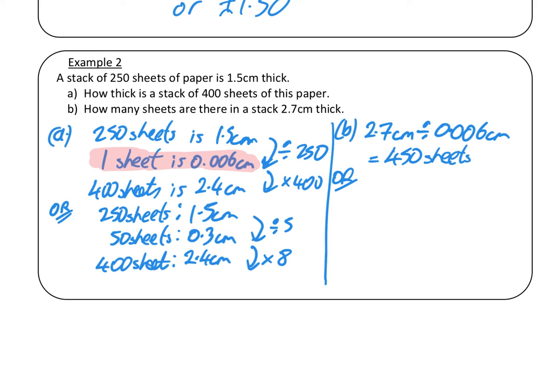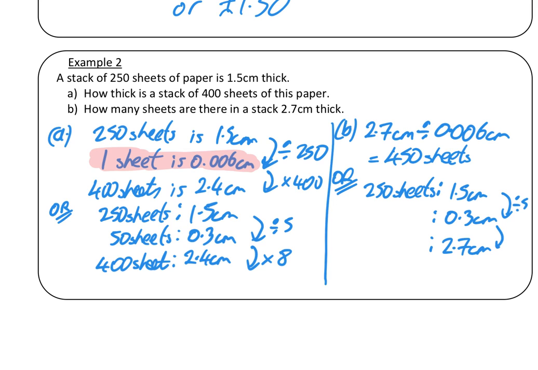Okay, right, maybe you hadn't used that method and you'd use the ratio method, so again, I'll set it out. We know that 250 sheets was equal to 1.5 centimeters, and we want to find out how many sheets would be equivalent to 2.7 centimeters. So I'm going to again go down to 0.3 centimeters. I'm going to do that by dividing by 5. And then I'm going to get to here by multiplying by 9. So I'm going to do that on both sides.